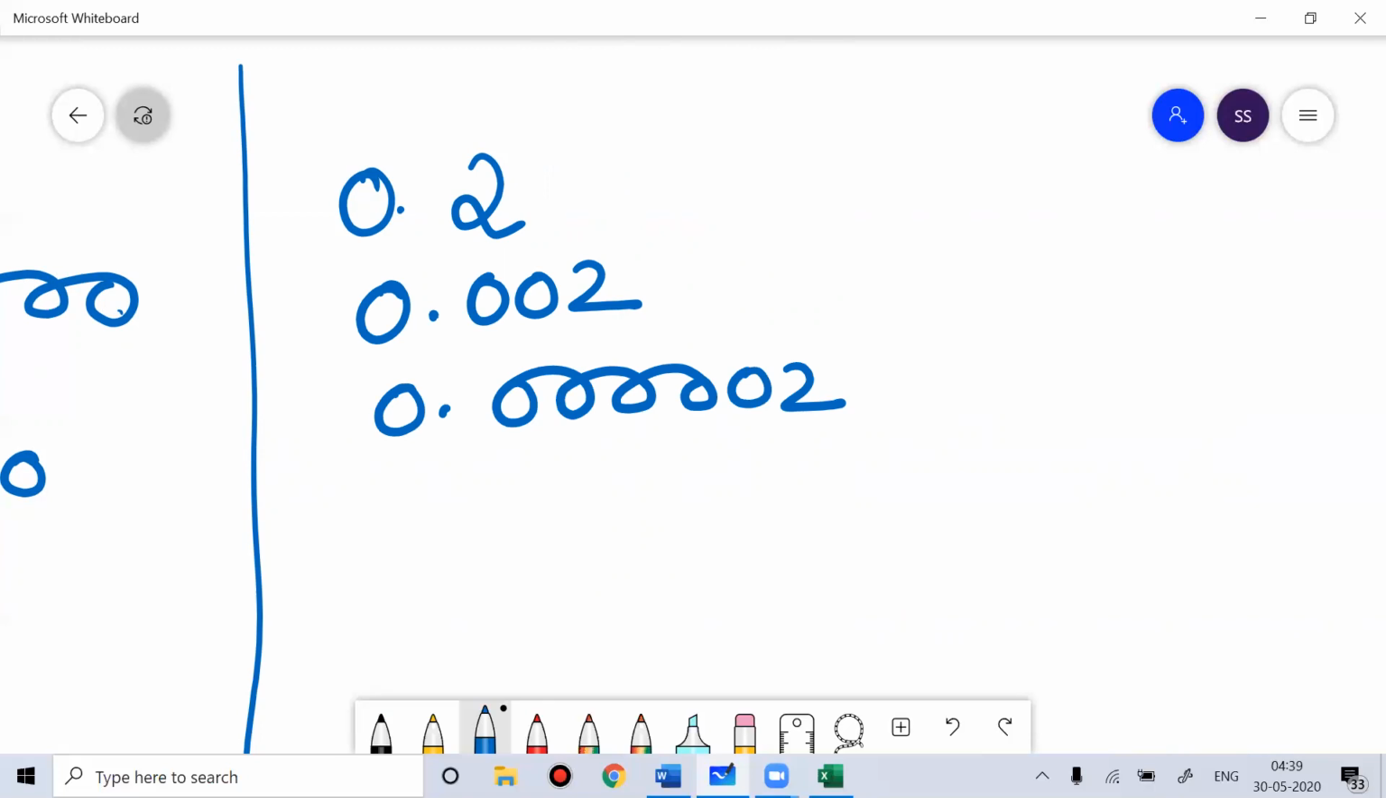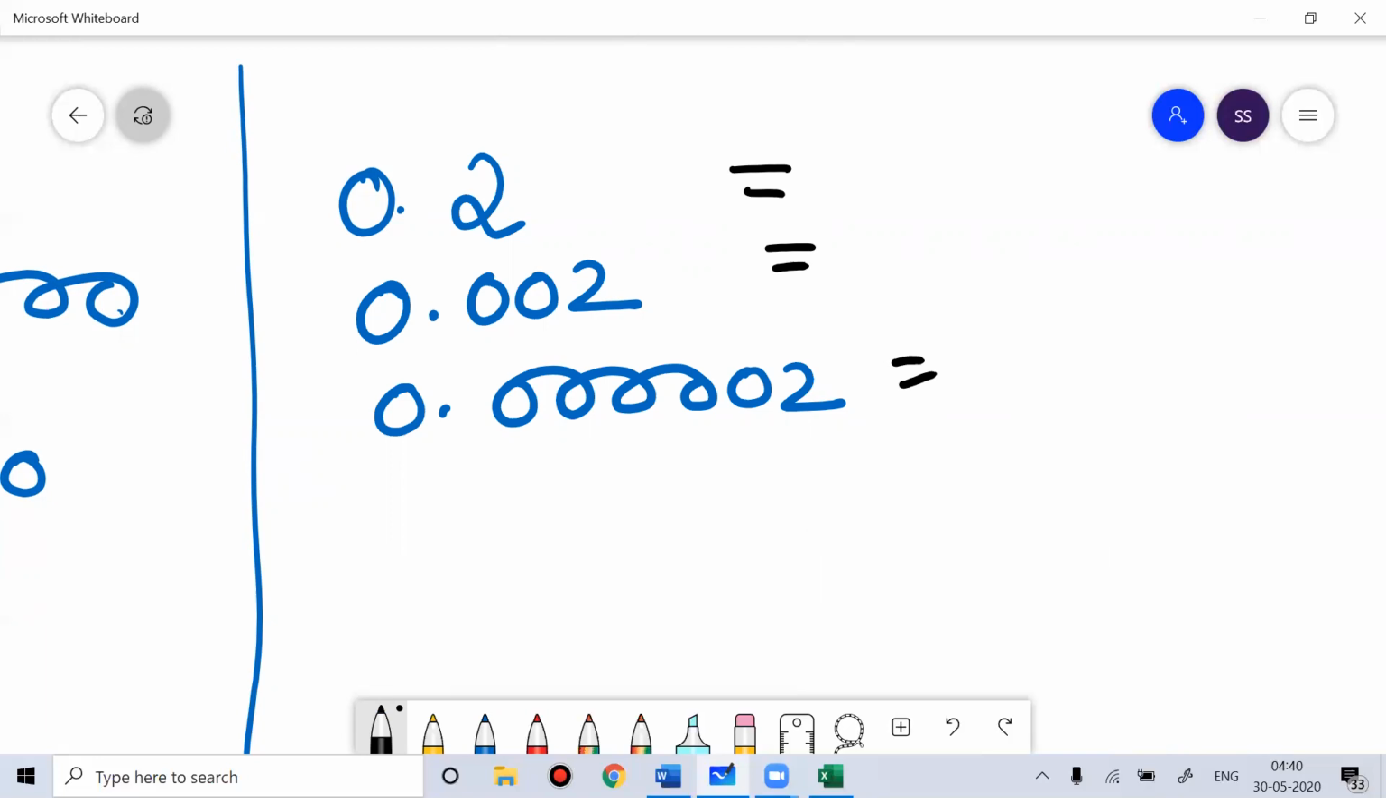Whenever you get a number less than 1, you have to count the number of zeros between the decimal and the first significant digit of the number. So how many zeros are here? No zero. Here 2 zeros. Here 1, 2, 3, 4, 5 zeros.